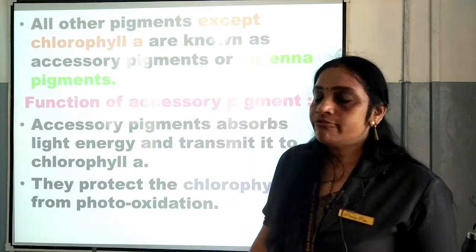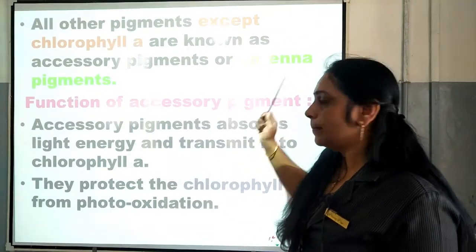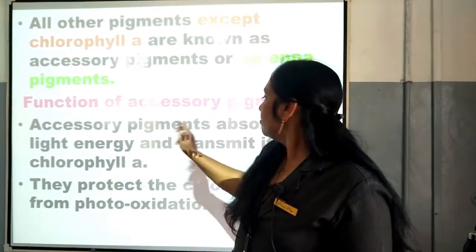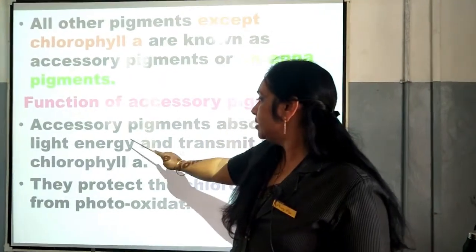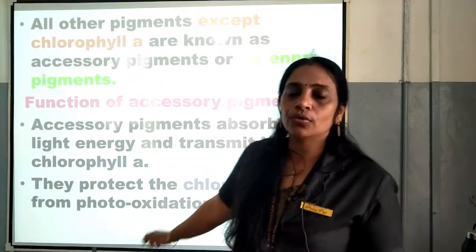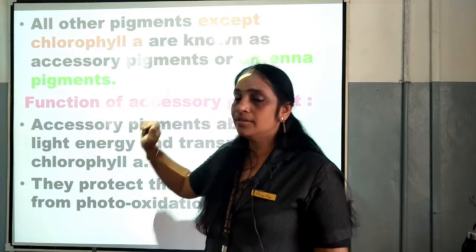Now we can see the function of accessory pigments. Accessory pigments absorb light energy and transmit it to chlorophyll A. So what is the function of accessory pigments?